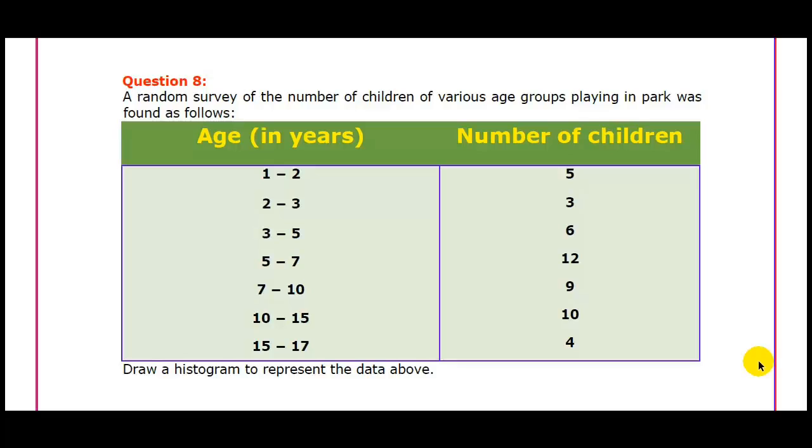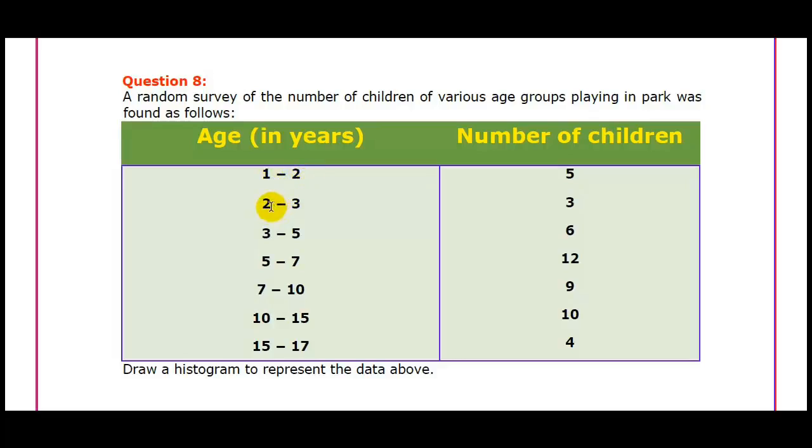Next, exercise 14.3, question number 8. A random survey of the number of children of various age groups playing in a park was found as follows. So age in years, and the number of children: between 1 to 2, 5; 2 to 3, 3; 3 to 5, 6; 5 to 7, 12. So likewise 15 to 17, 4. Draw a histogram to represent the data above. So we are asked to draw a histogram to represent the given data. As you can see, the class intervals here is 1 to 2, the class size is 1.